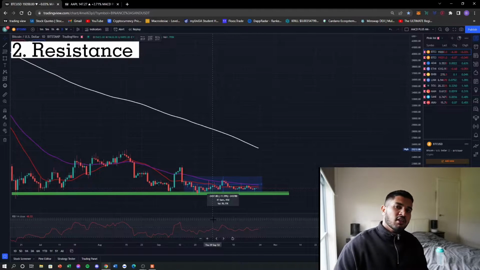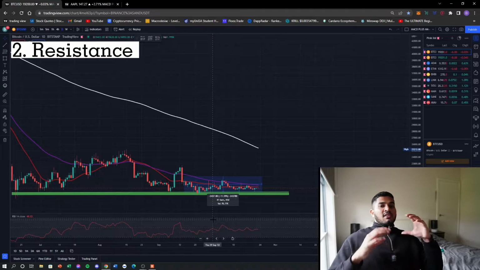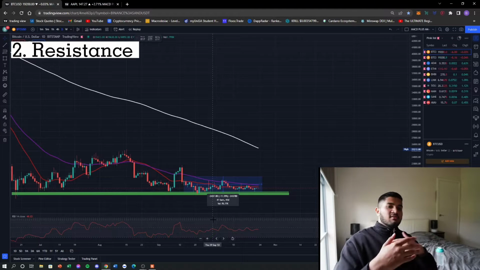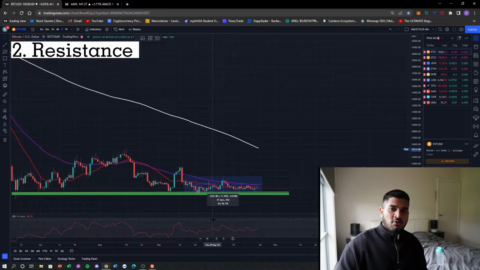So that is basically what support is. We're going to go over resistance as well. It's just like the logic of support, but the other way around. So let's go through that as well.